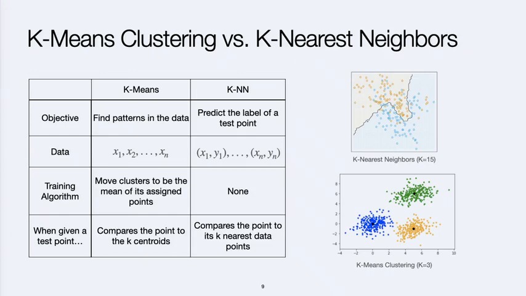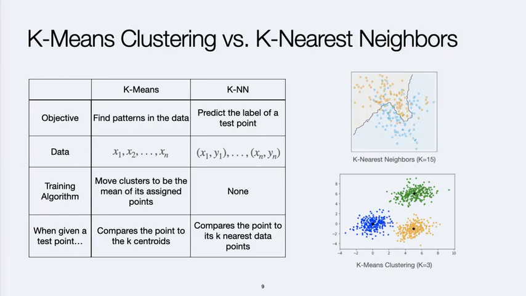For k-means, our objective is to just find patterns in the data. For k-nearest neighbors, we're trying to predict the label of a test point. So these labels actually have meaning. It means that a data point is a dog or a cat or something. In k-means, there are no labels, so we don't necessarily know what the data is representing, but we're trying to find that representation. The data that we're given for k-means is just all of our x data points. With k-nearest neighbors, we actually have those labels, y.